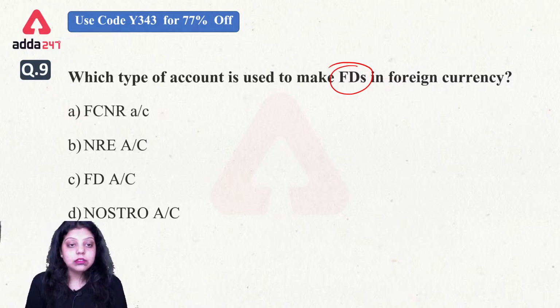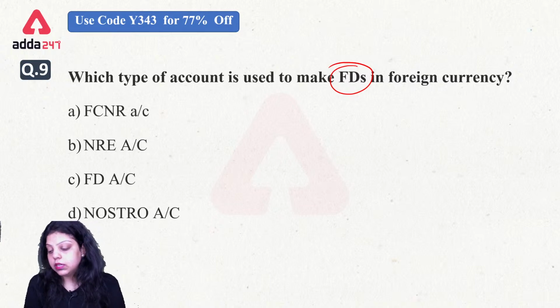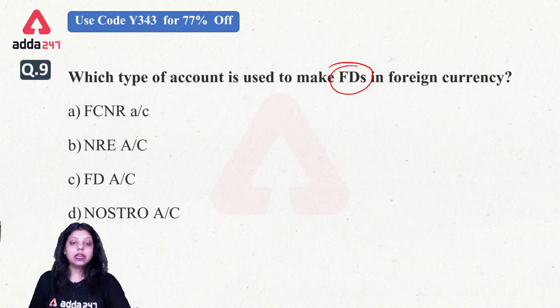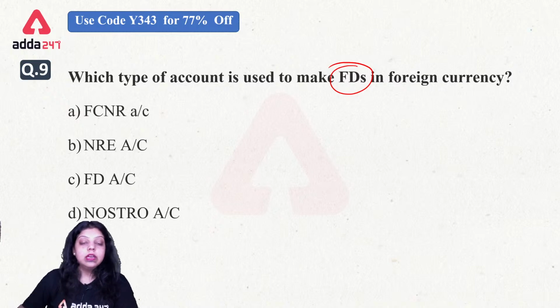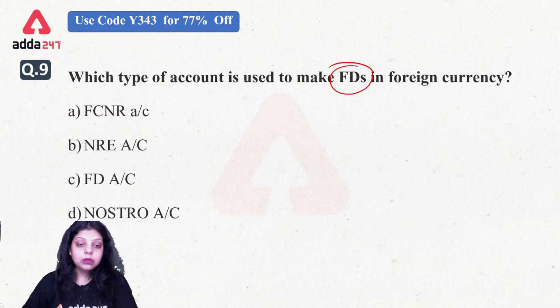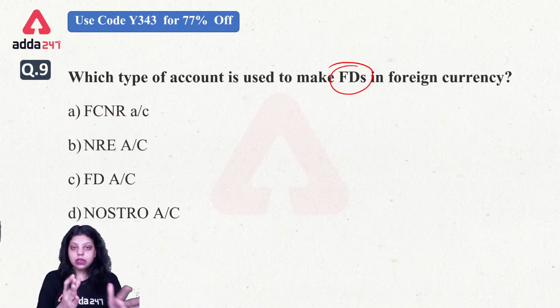What will be the right answer to the 9th question? A, B, C or D? The 9th is A, that is FCNR. Okay, everyone is going with FCNR. FCNR stands for foreign currency non-resident account, in which all the NRIs, PIOs and OCBs can open their account in the form of FD in any foreign currency.